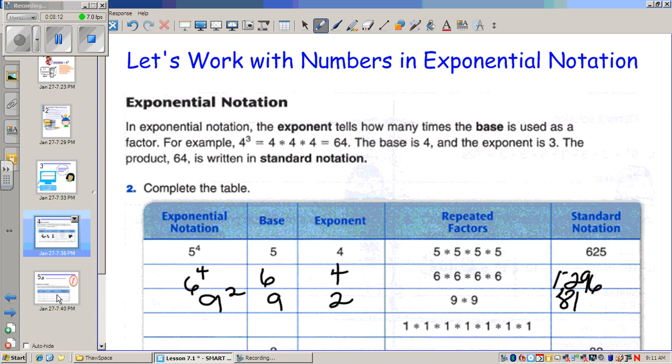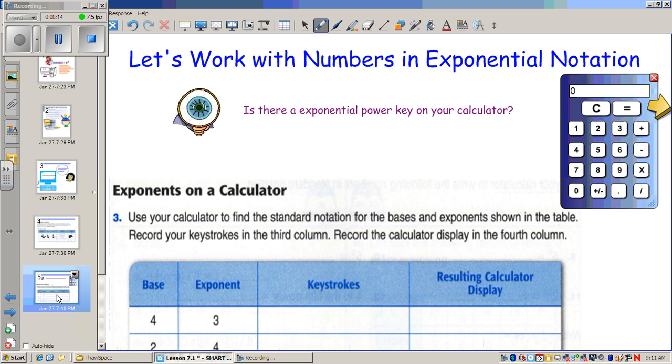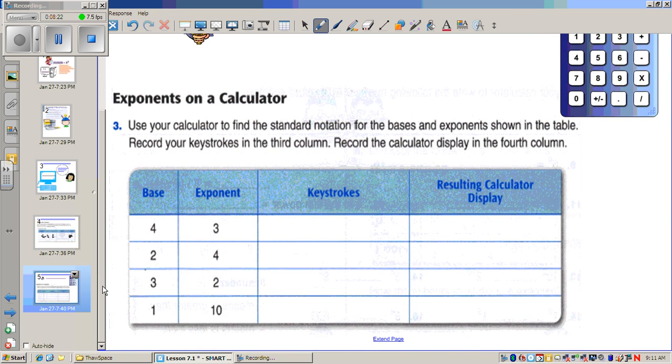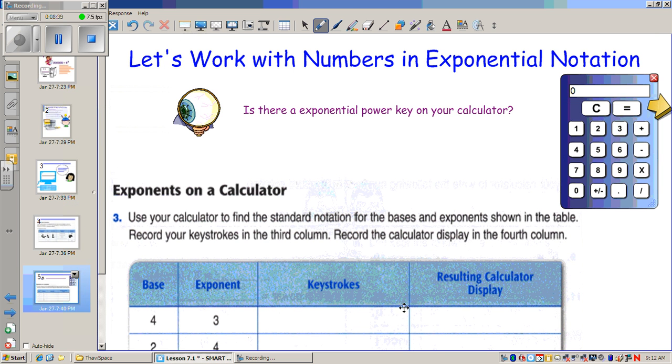Let's go to our last page now. Let's work with numbers and exponential notation. Is there an exponential power key on the calculator? And we did talk about this. It says use your calculator to find standard notation for bases and exponents shown in the table. Record your keystrokes in the third column. So I have 4 times 4 times 4 because my base is 4 and the exponent is 3. So how can I do that? I can do 4 times 4 times 4 and equals, right? And I can get 64.